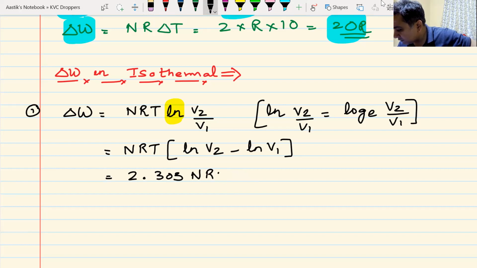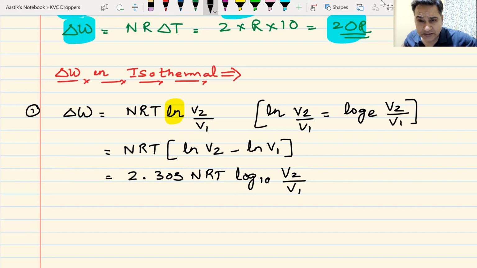nRT, log to the base of 10 V2 by V1. Now I can write this log to the base 10 V2 by V1 also as log to the base 10 of V2 minus log to the base 10 of V1. Do we understand this? Now see, if the volume is increasing, V2 will be more than V1 and this will come positive. If volume is decreasing, this will automatically come negative. So I don't have to put a plus or minus sign.